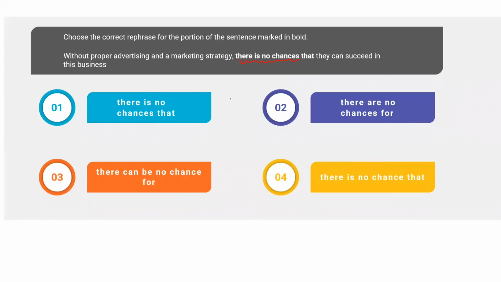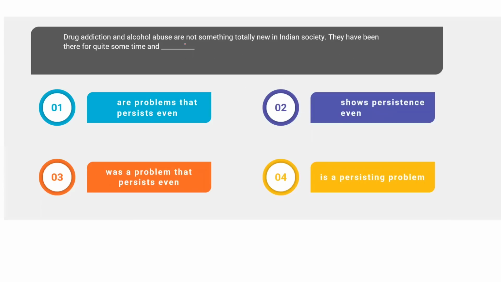The next question. Drug addiction and alcohol abuses are not something totally new in Indian society. They've been there for quite some time. Okay, so they've been there for quite some time, which means it's still in progress, right? So it is still a continuous tense, right? So continuous, it is still a problem.